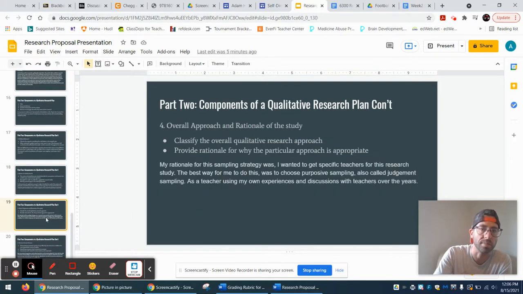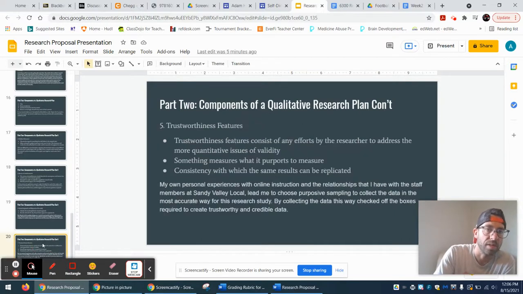The next concept I want to talk about is overall approach and rationale of the study. So this classifies the overall qualitative research approach, provides a rationale for what the particular approach is and if it is appropriate. So my rationale for this sampling strategy was I wanted to get specific teachers for this research study. The best way for me to do this was to choose purposive sampling, also called judgment sampling, as a teacher using my own experiences and discussions with teachers over the years.